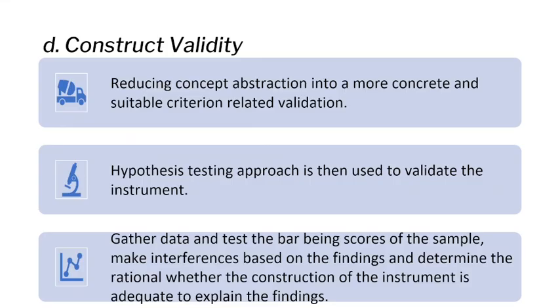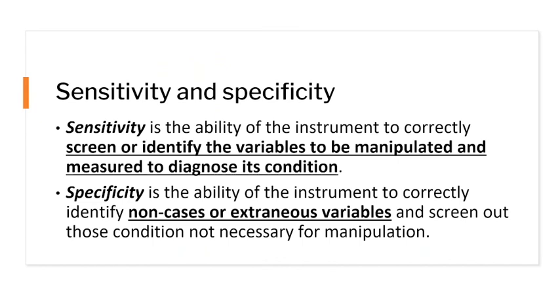Now, construct validity. Construct validity is reducing the concept abstraction into more concrete and suitable criterion-related validation. To validate this instrument, we use the process of hypothesis testing. So, we gather the data and test the scores of the sample to make inferences based on the findings and determine the rationale whether the construction of the instrument is adequate to explain the findings. Basically, you are looking into each item to check if each item is adequate to explain the findings. Then you have the terms sensitivity and specificity.